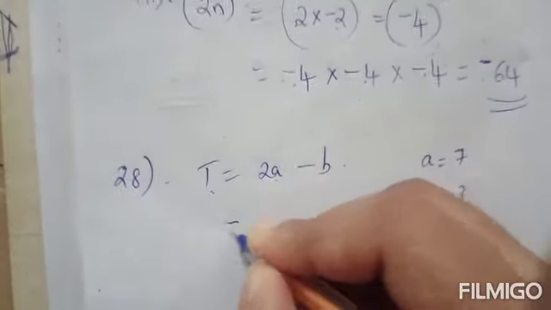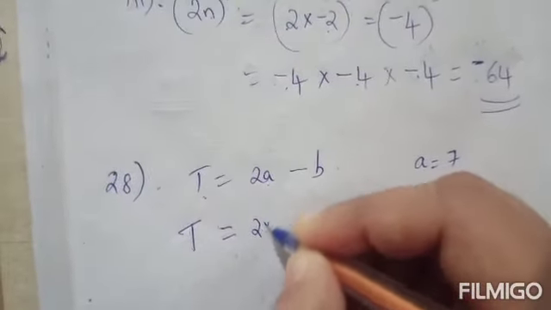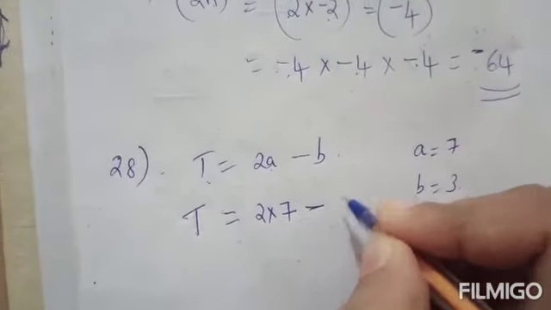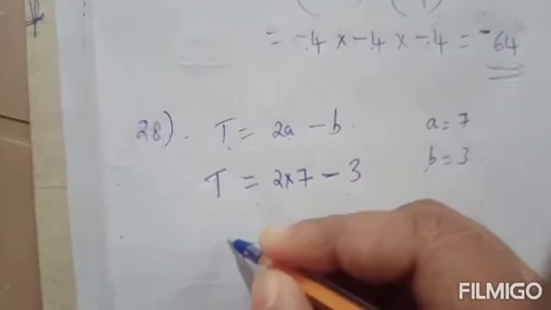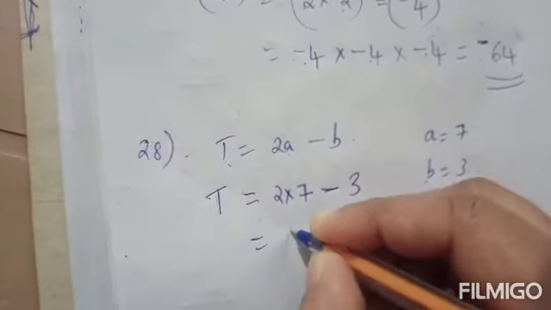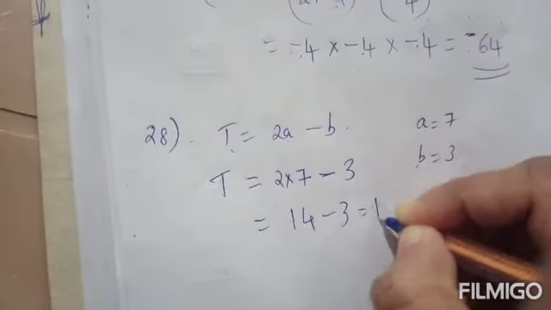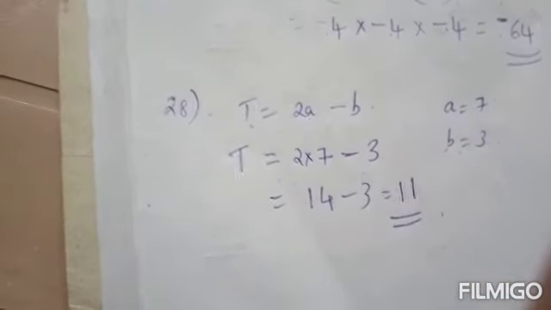Substituting, you will get t equal to 2 into 7, since a equal to 7. So 2 into 7 minus b, which is given as 3. So t equal to 14 minus 3, you will get 11. So t equal to 11.